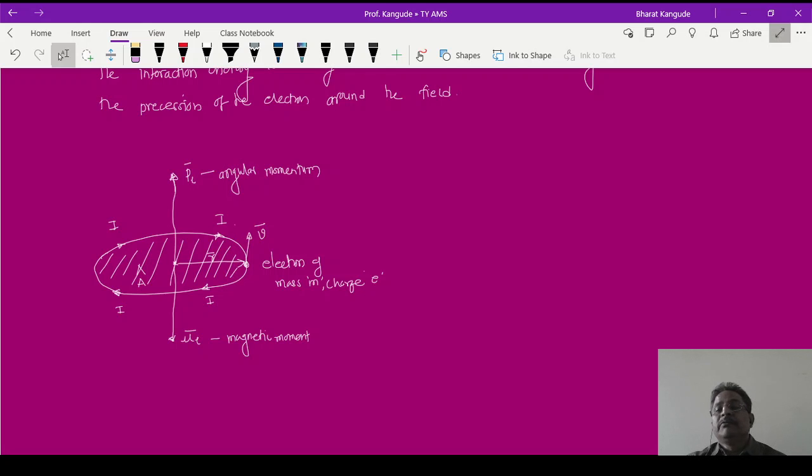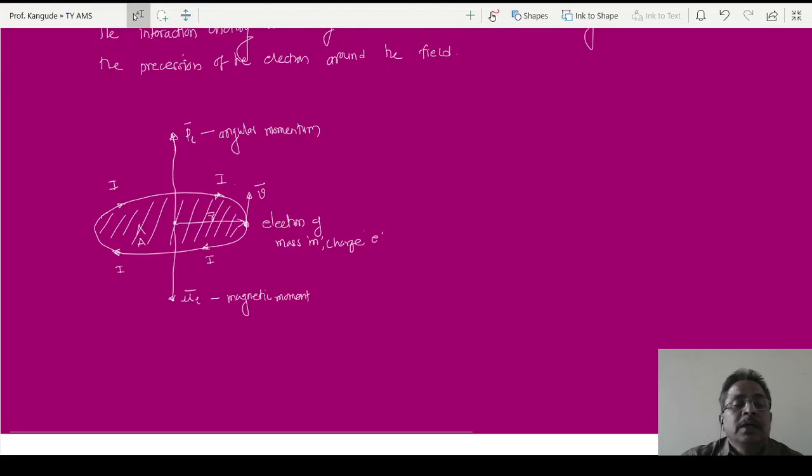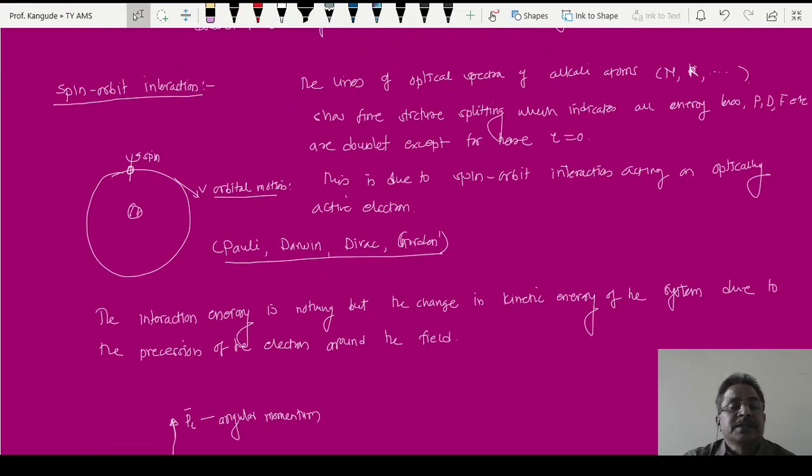Yesterday we started discussing the spin orbit interaction. As we have seen in case of alkali elements, like sodium, potassium, etc., these are one valence electron systems, and the spectrum of such elements is found to be doublet. And why these doublets? That is called fine structure.